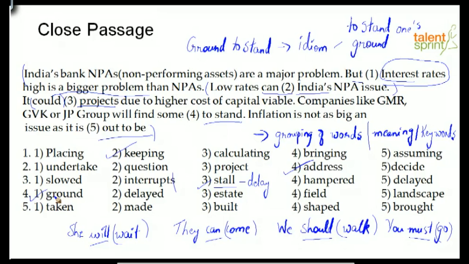What about the last sentence? Inflation is not as big an issue as it is dash out to be. Again, can we quickly look at what are the options? Taken, made, built, shaped, brought. I still want you to go back and look at which option goes hand in hand. I'll give you an example. This again is an expression, right? It's a phrase that's used repeatedly. It's a collocation.